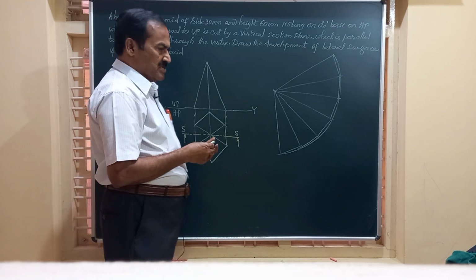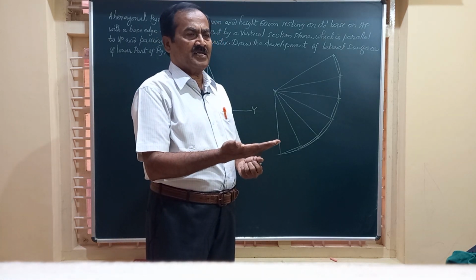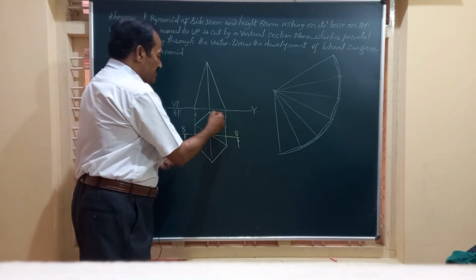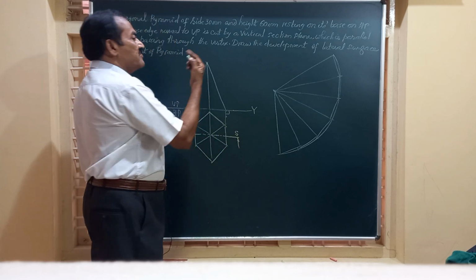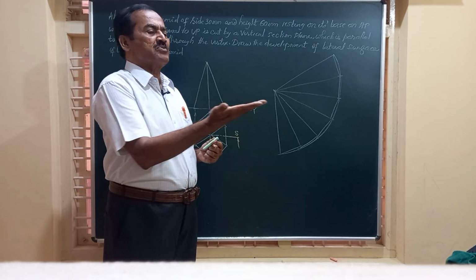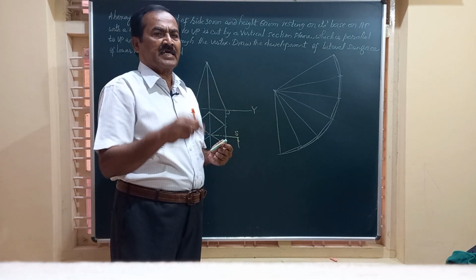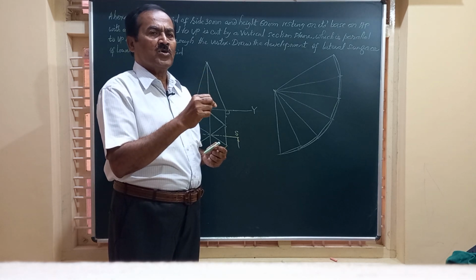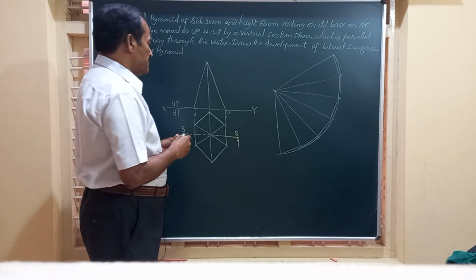Friends, here we have to place the pyramid on HP such that one of its base edges, say this edge, is normal to VP, and obtain the top and front views. In the top view, since it is placed on HP on its base, you are going to get a regular hexagon with all the corners joined to O, the center of that hexagon. O represents the vertex of the solid.